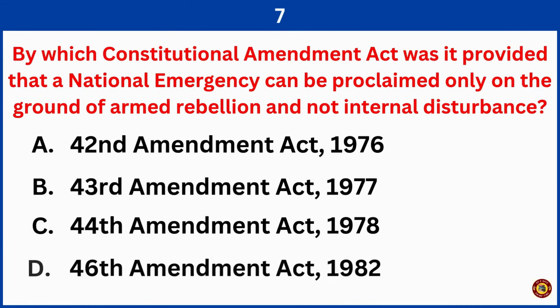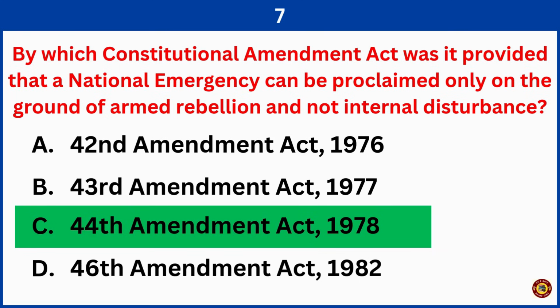By which Constitutional Amendment Act was it provided that a national emergency can be proclaimed only on the ground of armed rebellion and not internal disturbance? Correct answer is option C, 44th Amendment Act 1978.